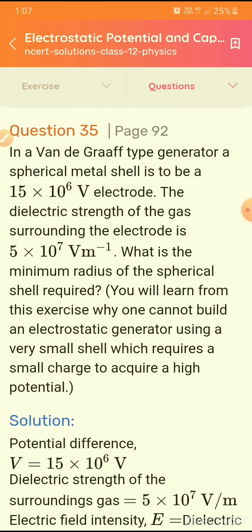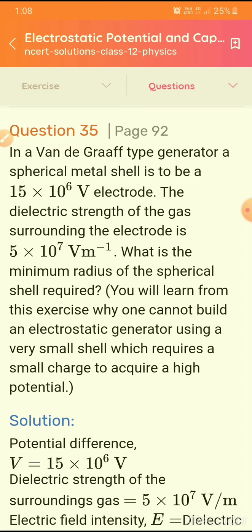In a Van de Graaff type generator, a spherical metal shell is to be used as a 15 into 10 to the power of 6 volts electrode, and the dielectric strength of the gas surrounding the electrode is 5 into 10 to the power of 7 volt per meter. What is the minimum radius of the spherical shell required?